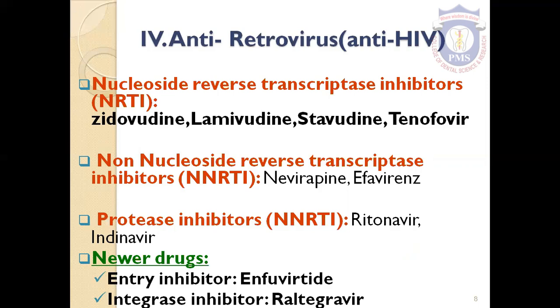Antiretroviral agents, or anti-HIV drugs, can be nucleoside reverse transcriptase inhibitors such as zidovudine, lamivudine, stavudine, and tenofovir. Non-nucleoside reverse transcriptase inhibitors are nevirapine and efavirenz. Protease inhibitors include ritonavir and indinavir. The newer drugs are enfuvirtide, which is an entry inhibitor, and the integrase inhibitor raltegravir.